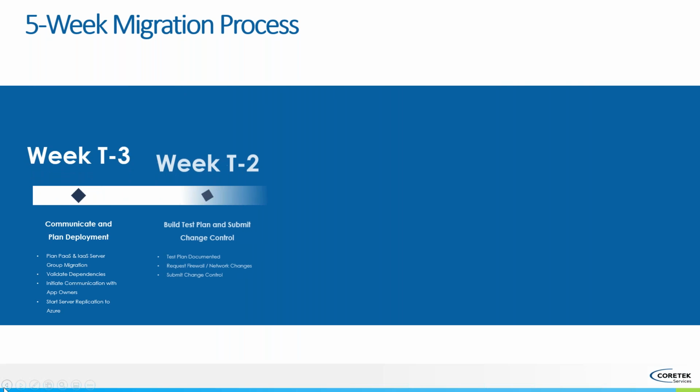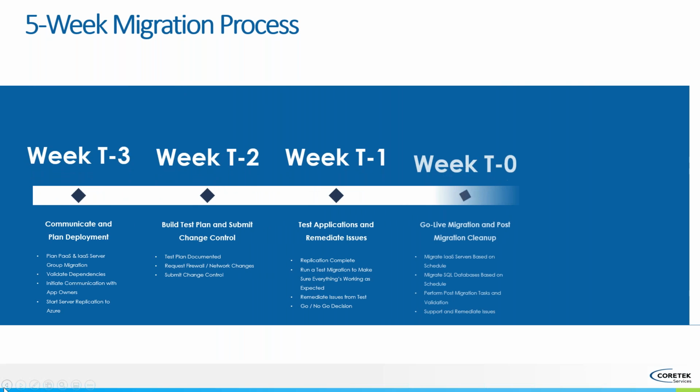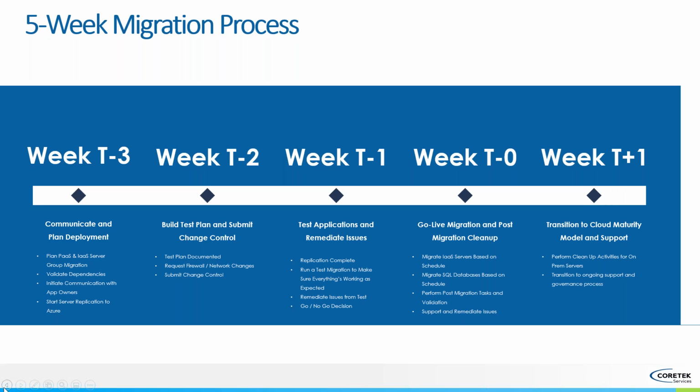So Coretek leverages a 5-week migration process. Once we're in the actual migration phase, we leverage a 5-week process. We call it T-3, T-2, T-1, T-0, and then T+1. T-0 is the actual go-live migration week. And this can vary depending on your organization.